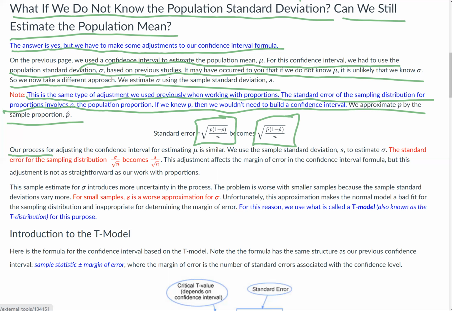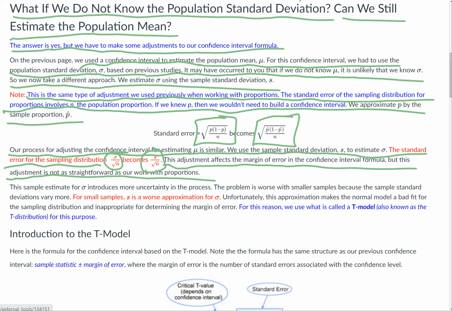Our process for adjusting the confidence interval for estimating mu is similar. We use the sample standard deviation S to estimate sigma. The standard error for the sampling distribution, sigma over the square root of n, now becomes S over the square root of n, where S is just the standard deviation of our one sample as opposed to the whole population standard deviation. This adjustment affects the margin of error in the confidence interval formula, but this adjustment is not as straightforward as our work with proportions.